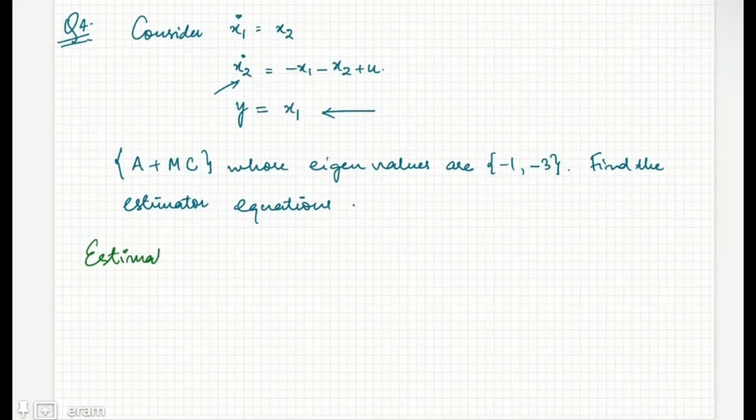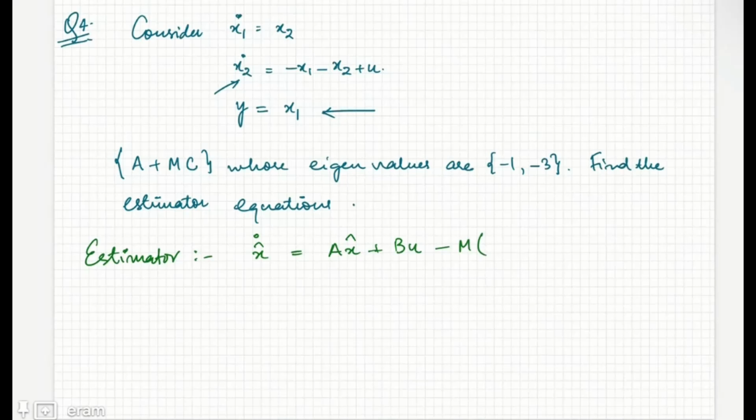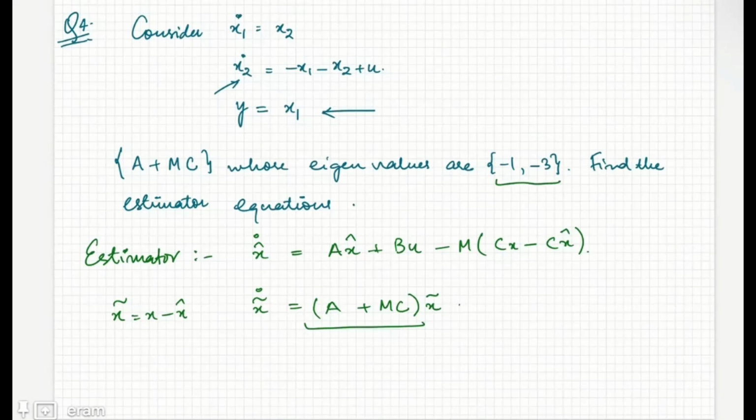We know that an estimator or an observer has the form x hat, which is the estimated state, the estimation of the true state x, is given as the copy of the system A x hat plus B u, plus the correction term, and the correction term we write as minus M times C x minus C x hat, and so the error signal, that is x minus x hat, gets converted to the form A plus MC into x tilde, and for this A plus MC we have our eigenvalues on -1 and -3.